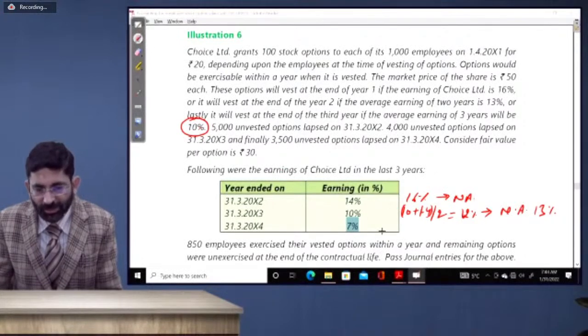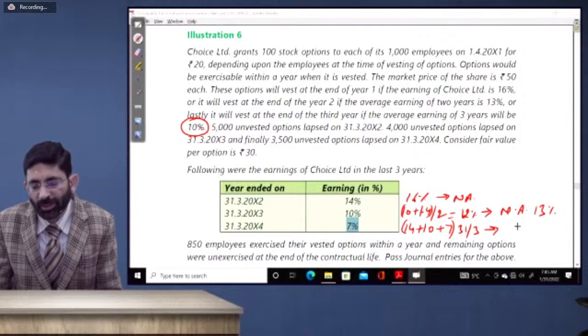See how much is the actual calculation? 14 plus 10 plus 7, so it is 31, divided by 3. So it has been achieved at the end of the third year, 10.33%. And we are expecting 10%.